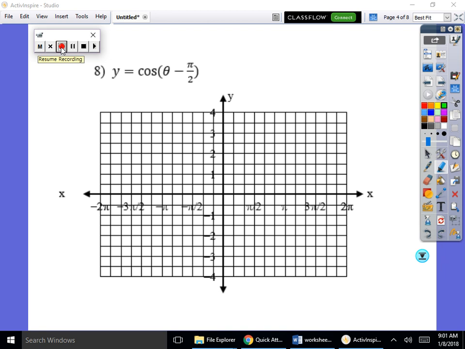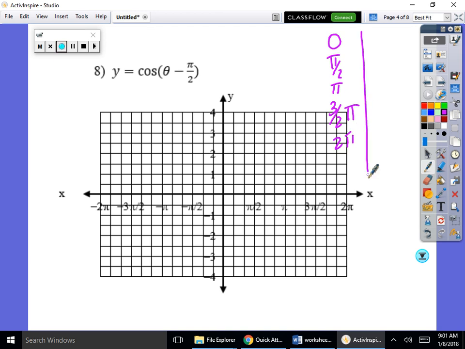Okay, I always start with the axes, and then if my output's all the same, then I'll break it down. So I have 0, pi over 2, pi, 3 halves pi, and 2 pi. Now, this one's a 3 column because I have a horizontal shift, a phase shift. So I'm going to take 0 and I'm going to subtract half. What is that? So negative pi over 2.